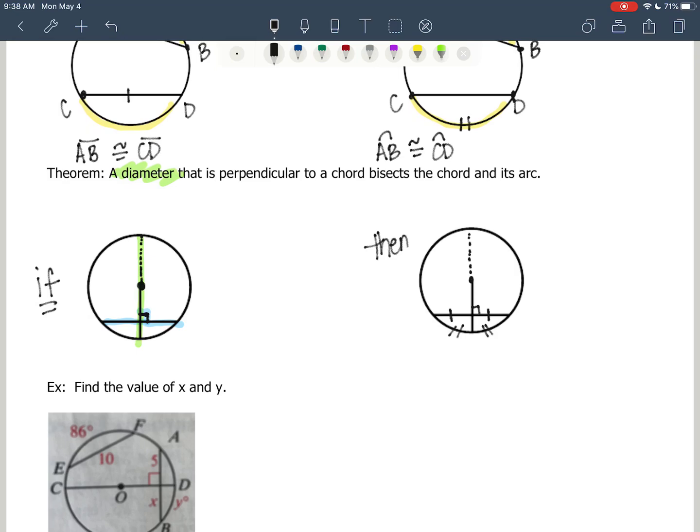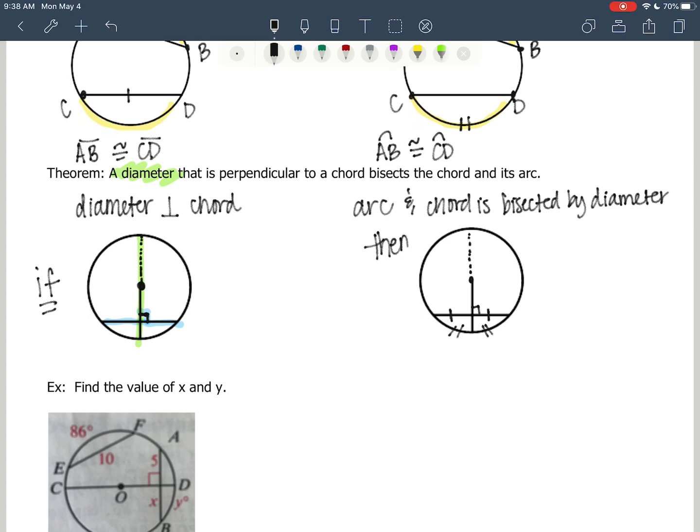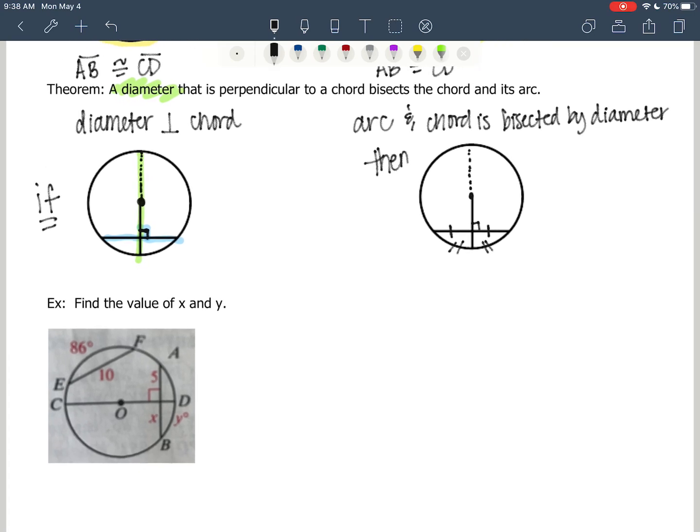So if the diameter is perpendicular to a chord, then the chord is bisected by the diameter. The arc and the chord are bisected by the diameter. Voila. So let's try it in a problem.